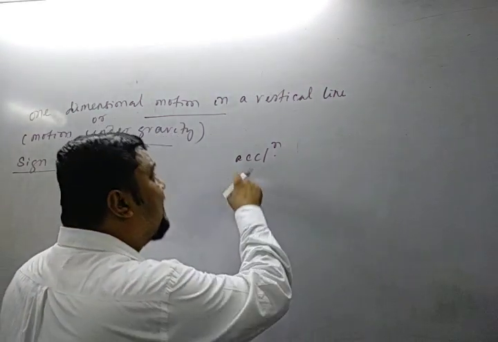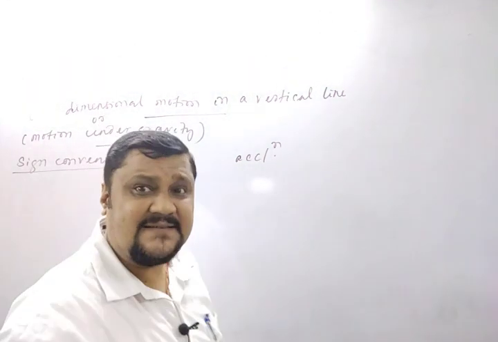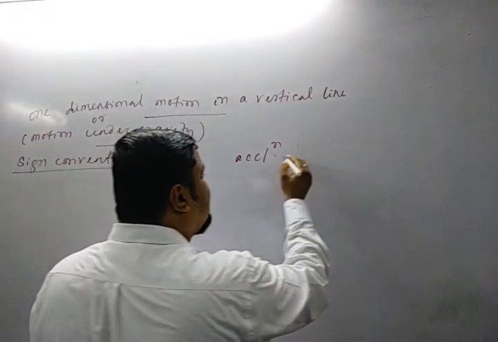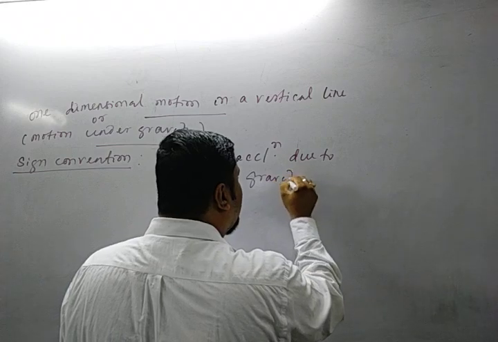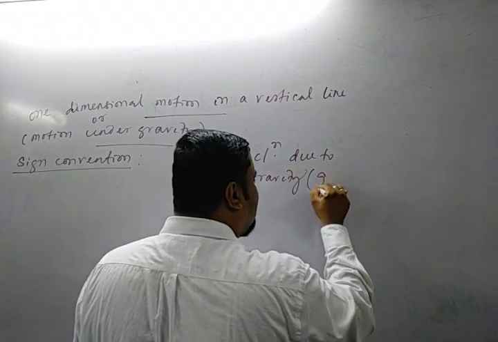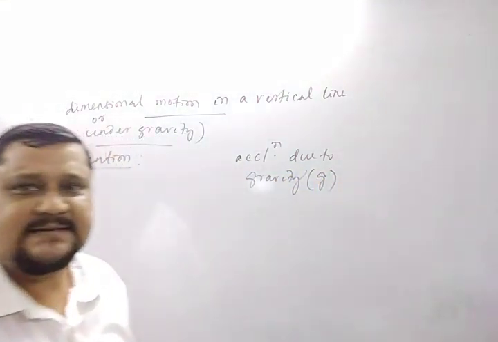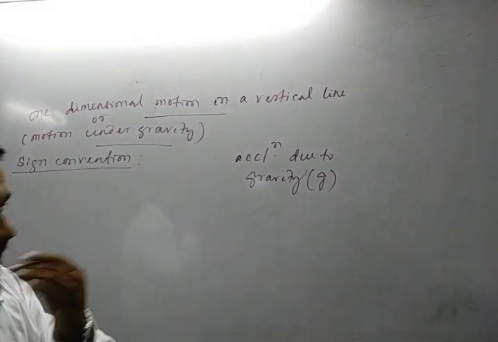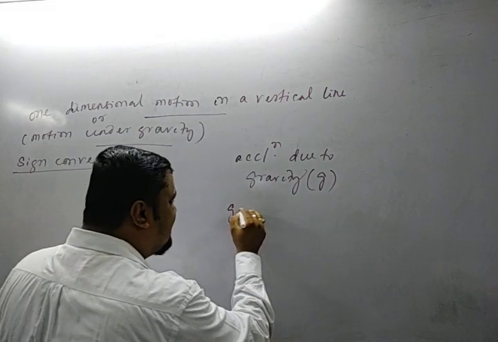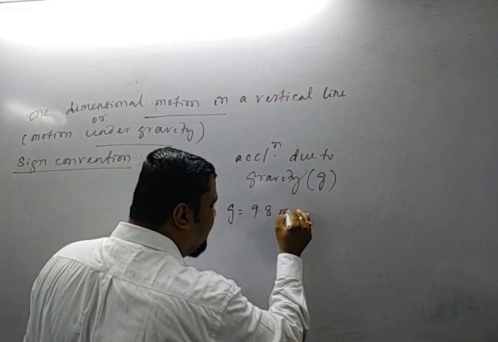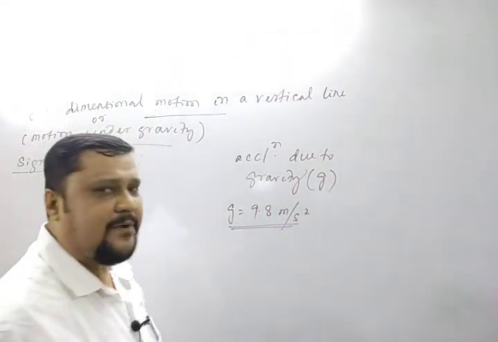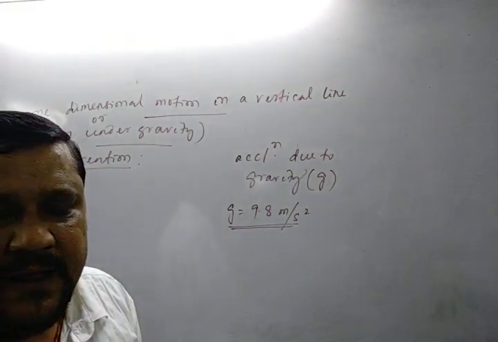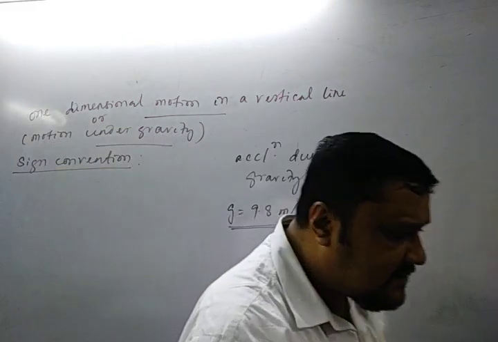In that, the body has an acceleration, and that acceleration is called acceleration due to gravity. Generally we write this as g, acceleration due to gravity, g. And what is the value of g? g is equal to 9.8 meters per second squared on the surface of Earth we are considering.